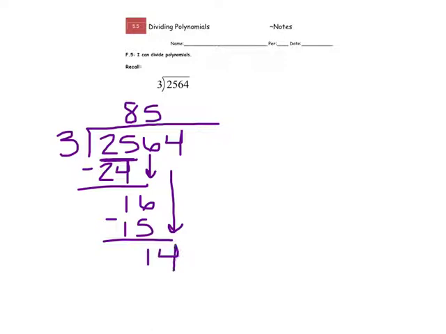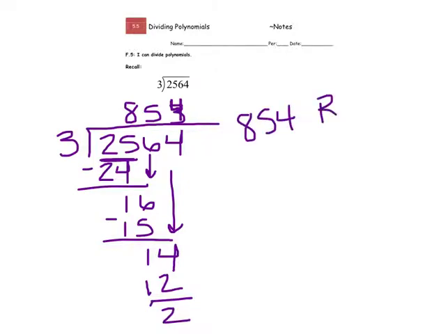Bring down the 4. 3 goes into 14... oh, no, just kidding. 3 goes into 14 4 times. 3 times 4 is 12. So the remainder is 2. All right, so our answer is 854, remainder 2.